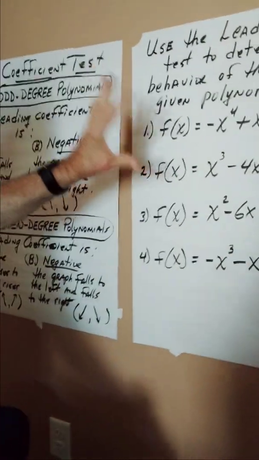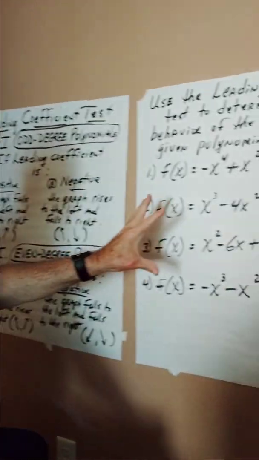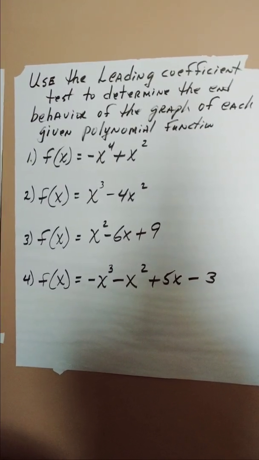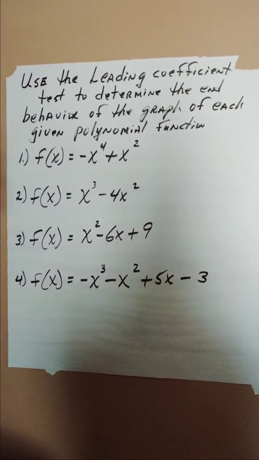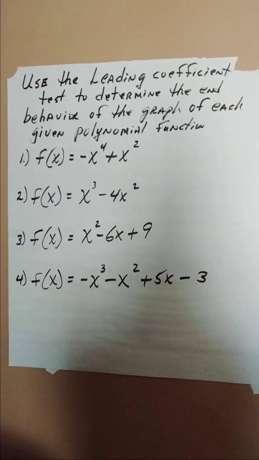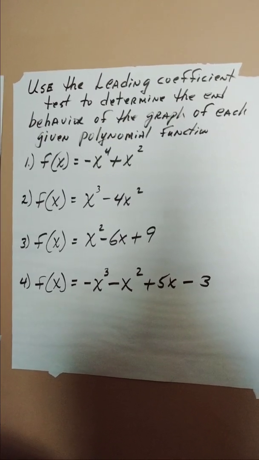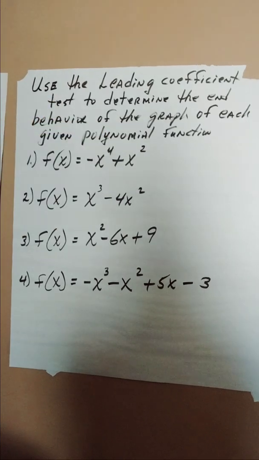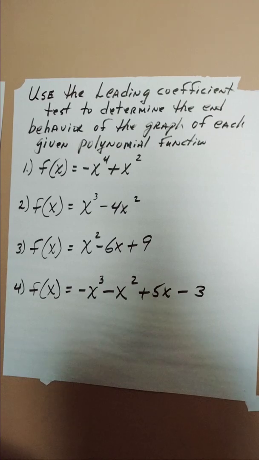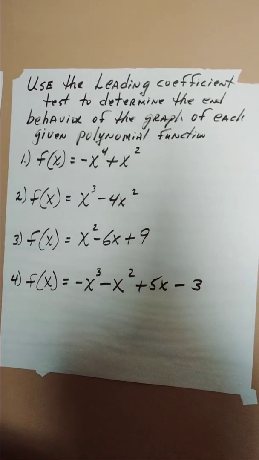Now, 4 little examples here to wind down this video. This is what you are going to be evaluated on. I'm not going to give you a graph. I'm going to give you the function. And we're going to follow the leading coefficient test to determine the end behavior of the graph of each of the polynomial functions. In other words, what the graph would look like based on their end behavior. So let's go to number 1.